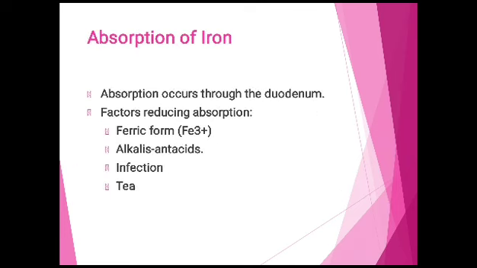Absorption of iron occurs in the duodenum, and there are certain factors which affect this absorption, like the ferric form, which will delay absorption. Ferrous is more suitable. Alkalis and antacids also play a role in delaying the absorption. Infections and drinking tea too.